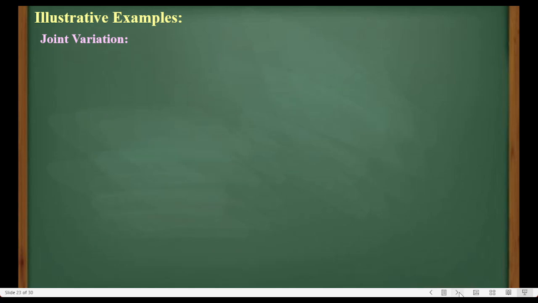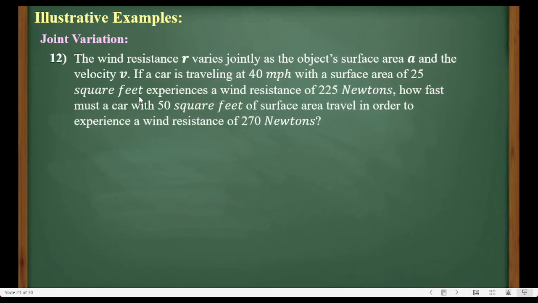Next, the wind resistance, denoted by small letter r, varies jointly as the object's surface area A and the velocity, small letter b. If a car is traveling at 40 miles per hour with a surface area of 25 square feet, experiences a wind resistance of 225 newtons, how fast must a car with 50 square feet of surface area travel in order to experience a wind resistance of 270 newtons? Now let us solve this problem.